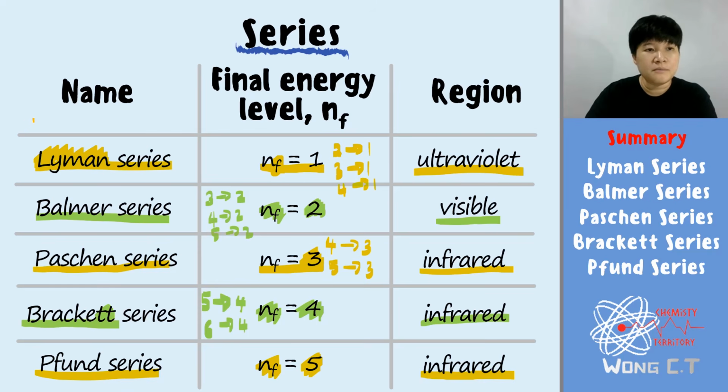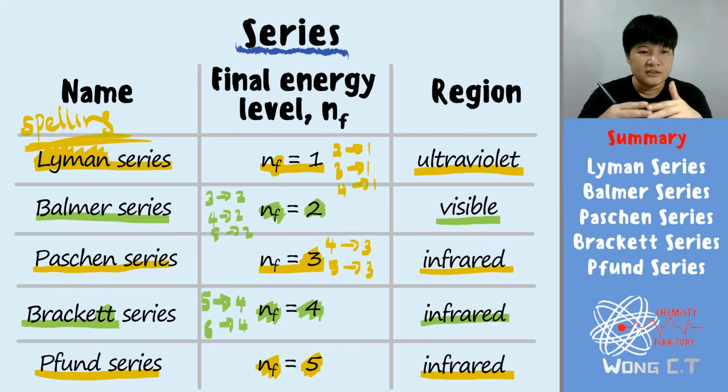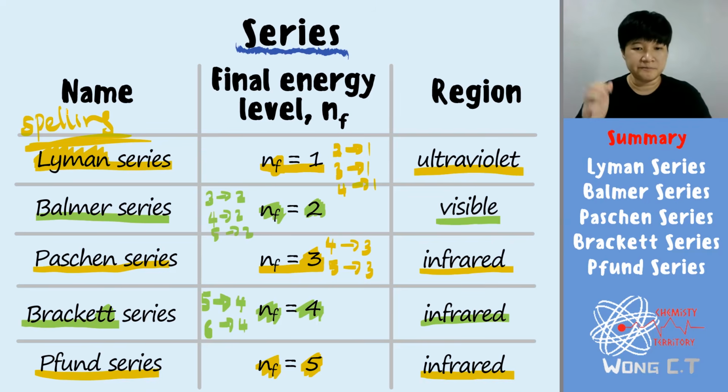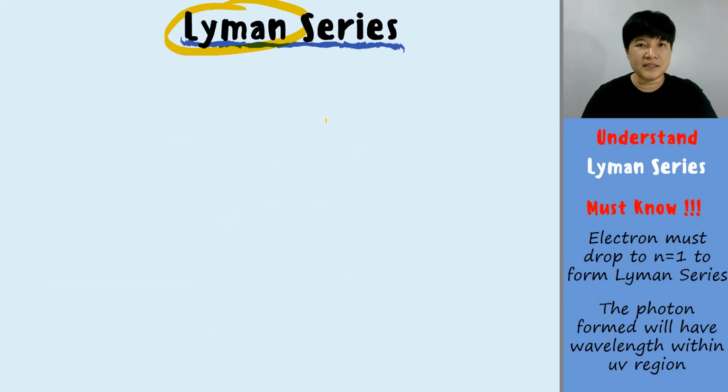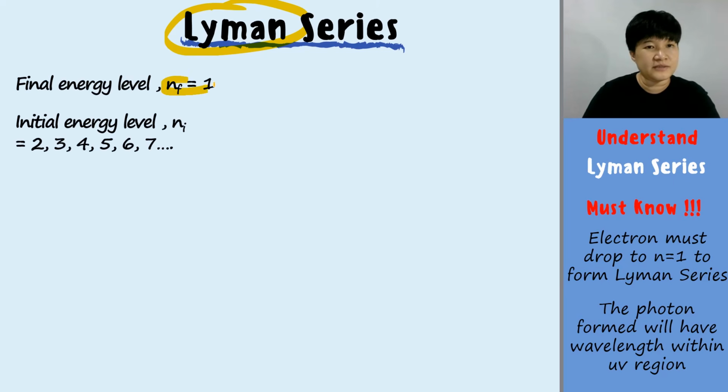We'll go through them one by one, don't worry. Just before we go on, make sure the spelling for all the series is correct. You must be able to write the name of the series correctly, okay? Let's start off with the Lyman series. We know that for the Lyman series, n final must be 1. Therefore, your n initial can be 2, 3, 4, 5, 6, and so on.